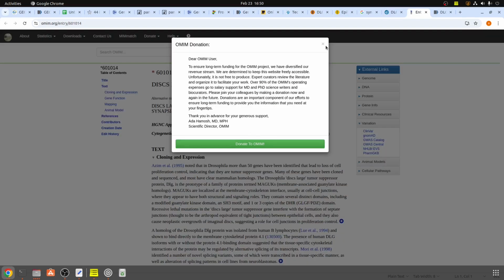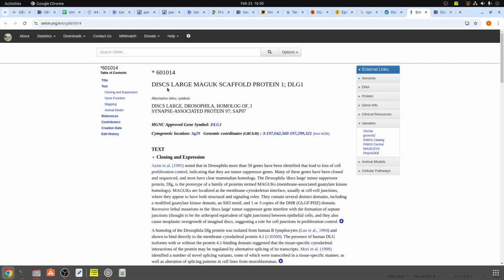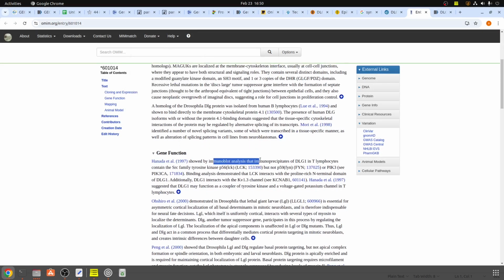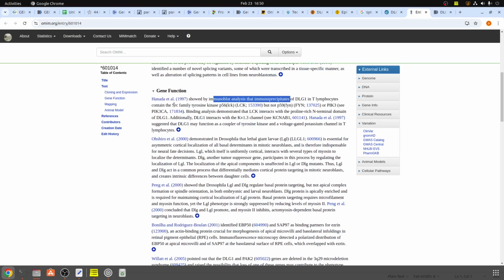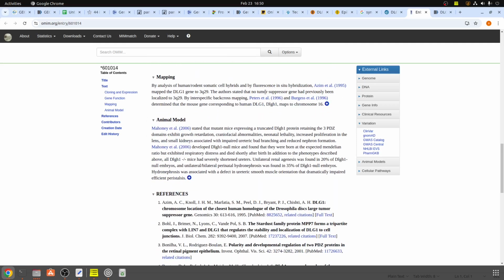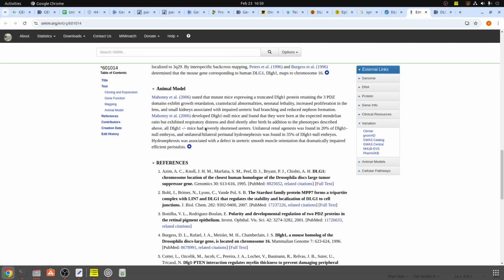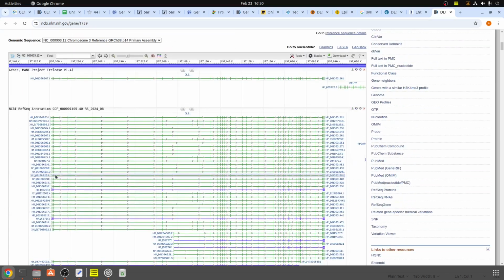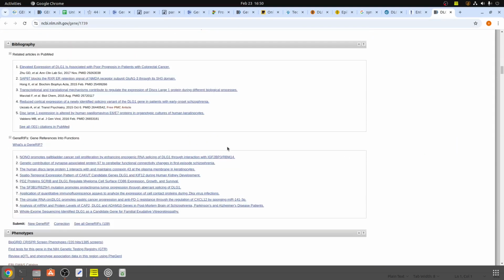Now we check with OMIM. In OMIM you can see cloning, expression, gene function, immunoblot analysis, and tyrosine kinases. So this is the research paper by which this particular gene function is written in this database. It shows how it is mapping with others, animal models. So this is the way you can find whether this particular gene is associated with your disease or not.